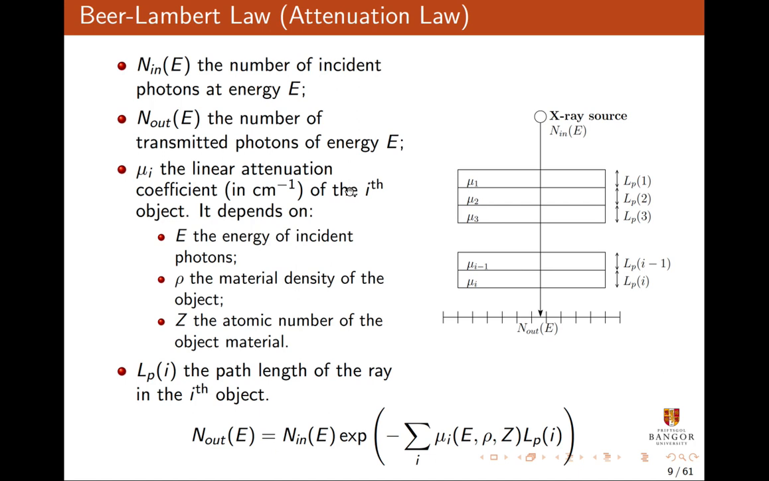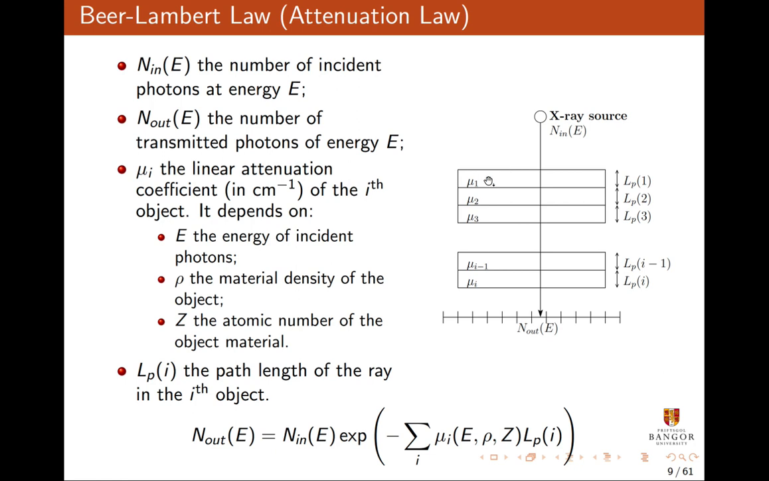So there's a very well-known attenuation law that is written as this. We have an X-ray source, photons with an energy, and a given number of photons of that energy. For all the different layers of material, we need to know how much of each material the photons cross, and the material property of every layer. The mu attenuation coefficient is a linear attenuation coefficient, and it will depend on the energy, the material density, and the atomic number of the material.